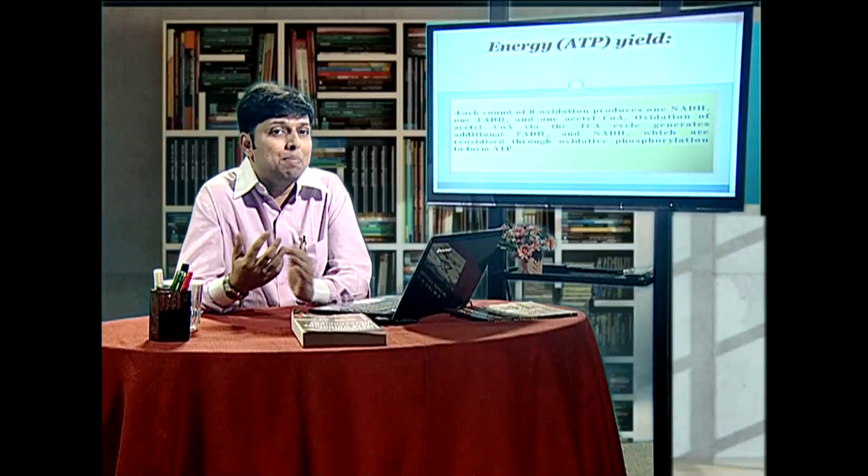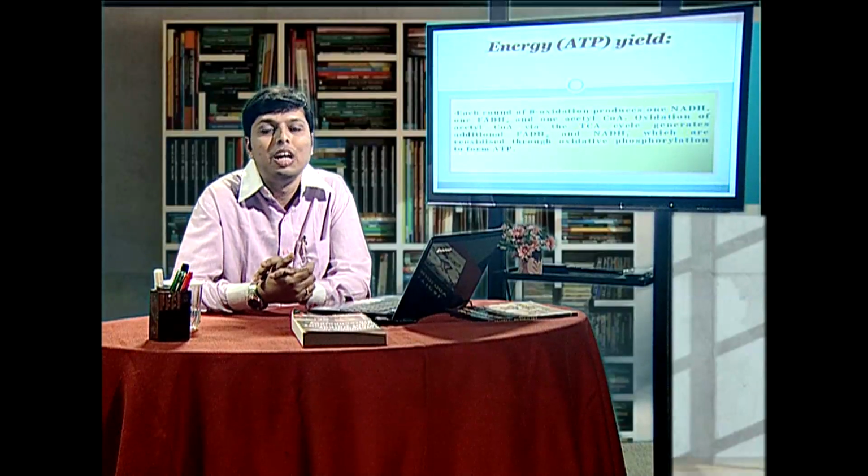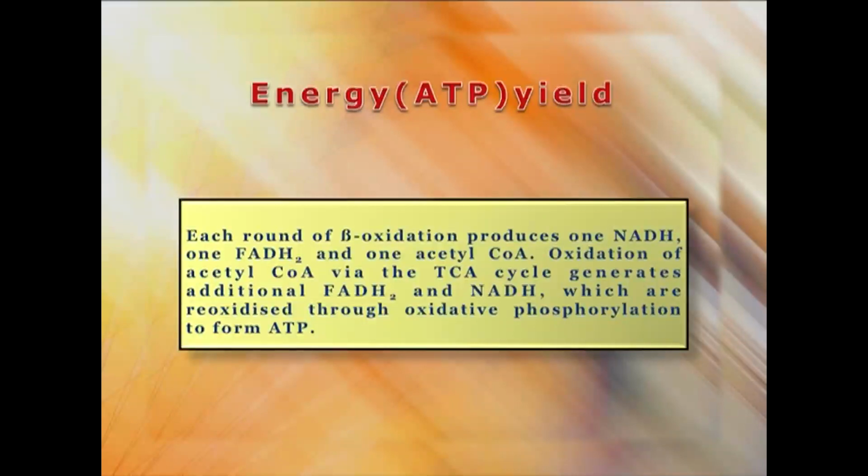Now, coming to the energy or the ATP yield from the beta oxidation of fatty acids, which is very important from our metabolism point of view: one round of beta oxidation produces one NADH, one FADH2 and one acetyl-CoA molecule. This acetyl-CoA will enter the citric acid cycle, and with the participation of ETC and oxidative phosphorylation, it will release more and more NADH and FADH2, all of which will be converted to the energy equivalents of ATP at the end.